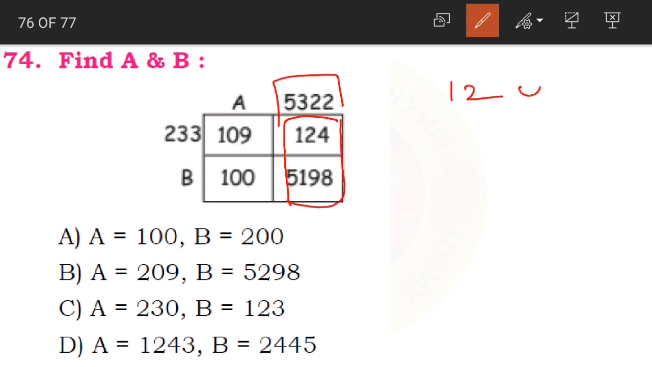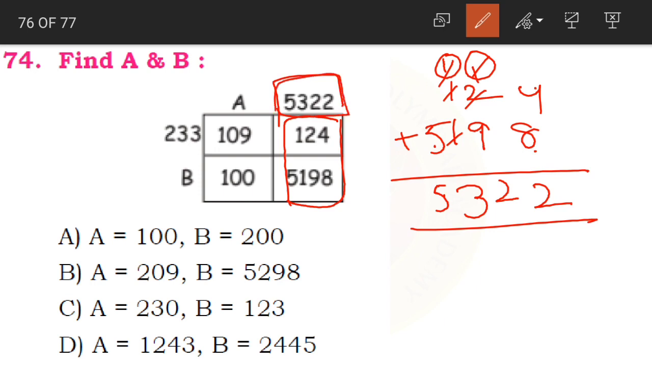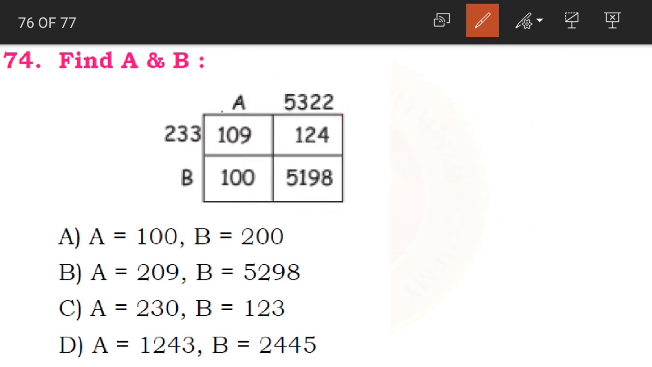Let us check. 124 plus 5198. 4 plus 8, 12. 1 carried. 1 plus 2, 3. 3 plus 9 again 12. 2 here 1 carried. 1 plus 1, 2. 2 plus 1, 3. Then 5. What is our answer children? 5322.